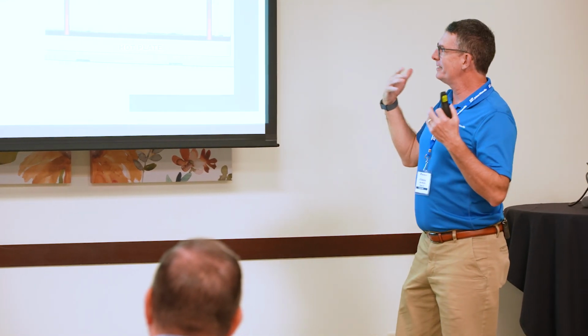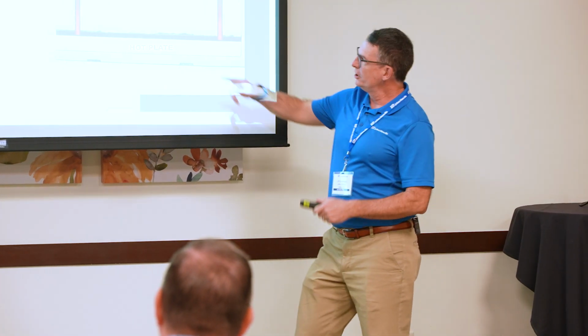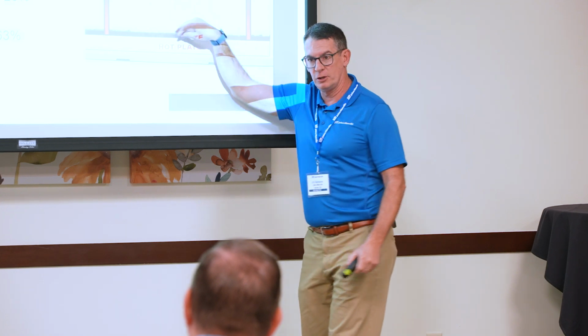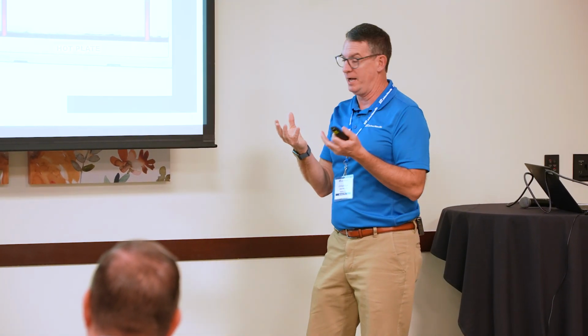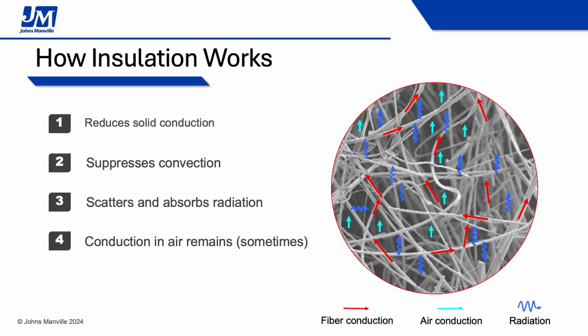So what insulation does is it changes this mix, right? It shuts down convection entirely, right? All the little fibers make it so that that air can't really move very well. Of course, you can't see through insulation, so it actually does shut down quite a bit of radiation, and then we're left with some conduction. We still have heat being conducted along all those little bitty fibers, right?